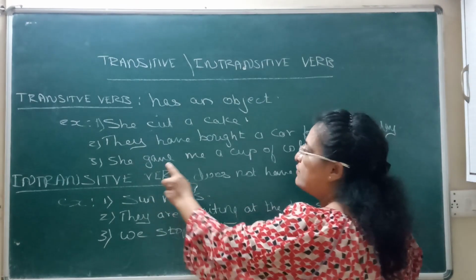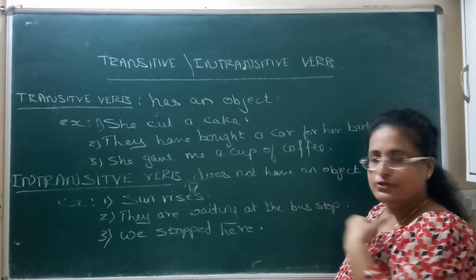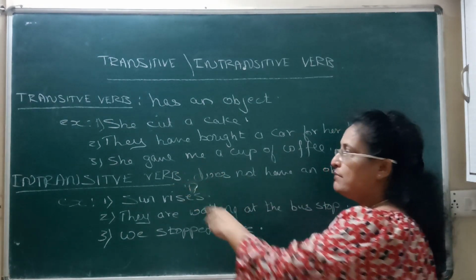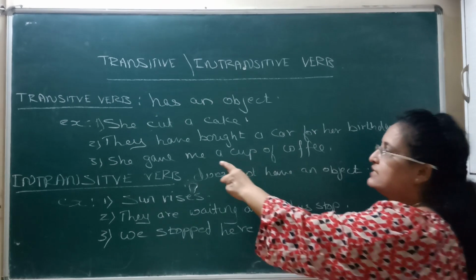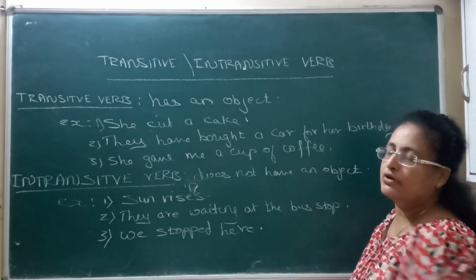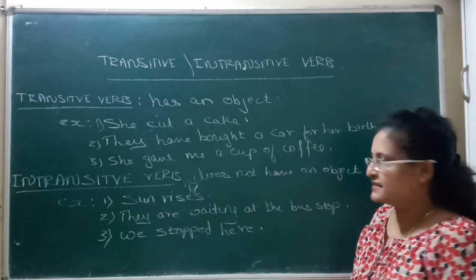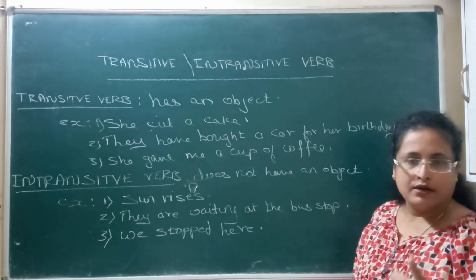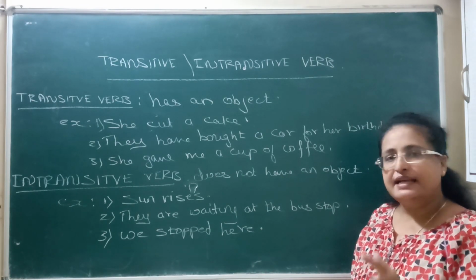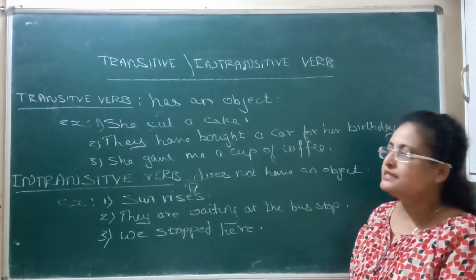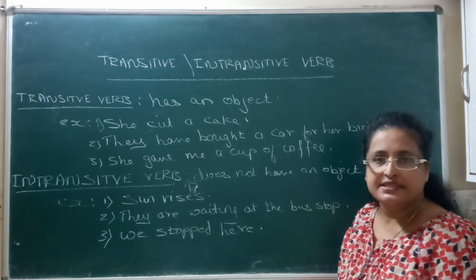See, she gave whom? Me. So this is one object. She gave me what? A cup of coffee. Another object. So this sentence or this transitive verb has two objects here. Understood what about the transitive verb? Transitive verb, very simple. A verb that has an object is actually a transitive verb.